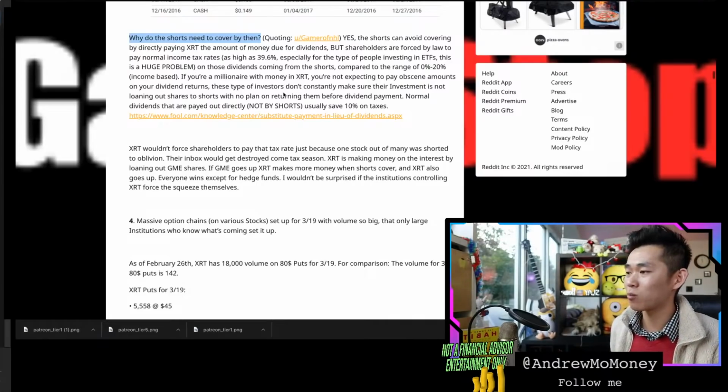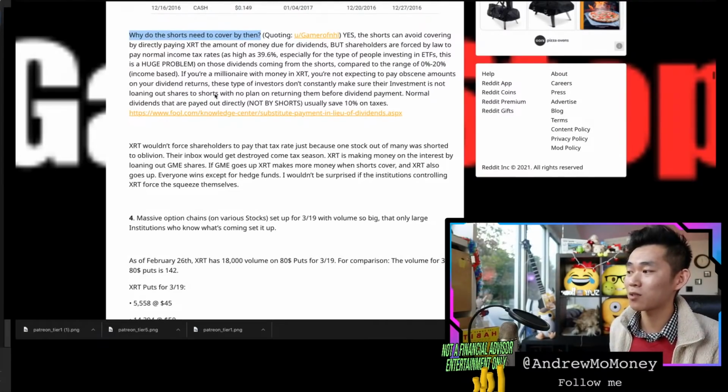If you're a millionaire with money in XRT, you're not expecting to pay obscene amounts on your dividend returns.